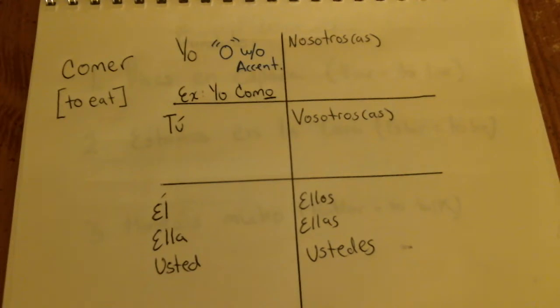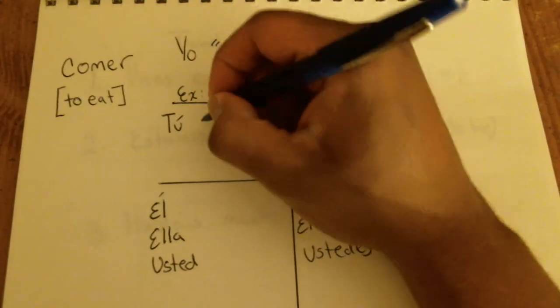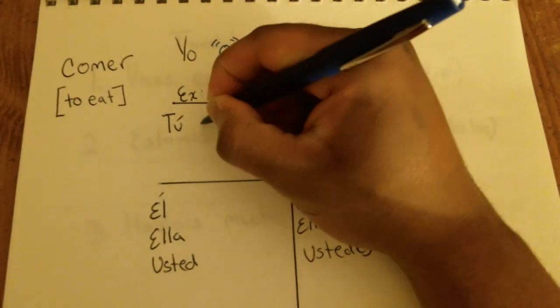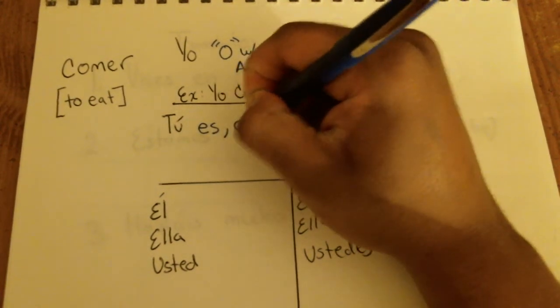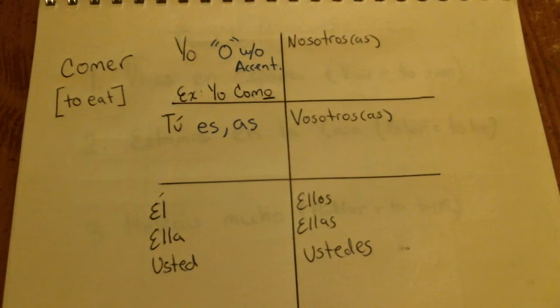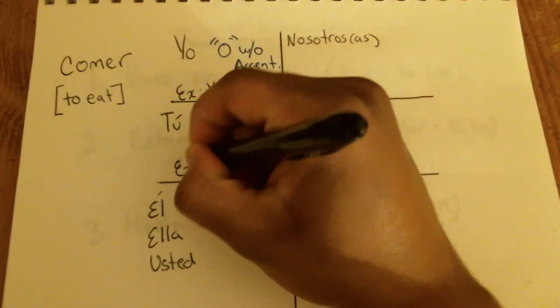Now, for tú, it depends on what kind of verb you have, what kind of ending it'll have. It'll either end in S or as, typically. Now, there are other endings that it may come along with, but if it's an ER verb or an IR verb, typically it'll end in S, and if it's an AR verb, it will end in as. For example, if I were to say, let's continue with the verb comer.